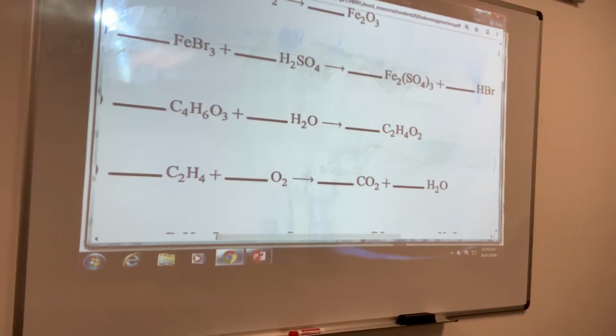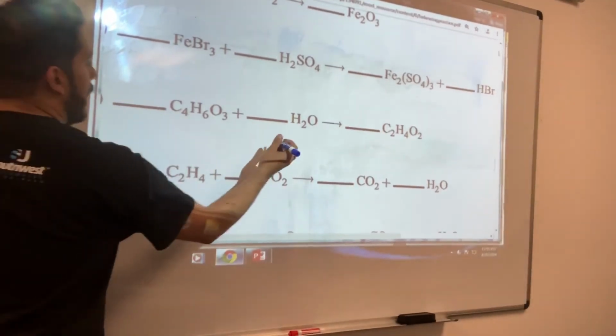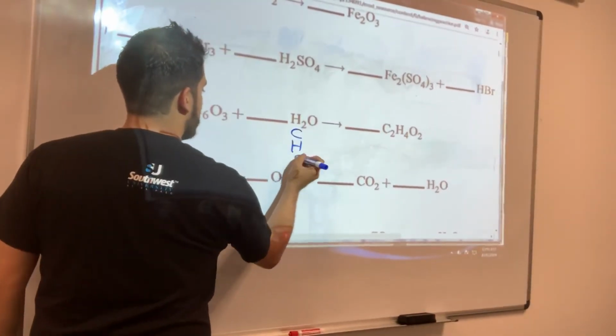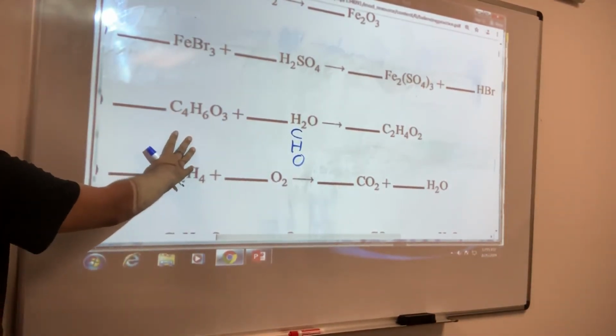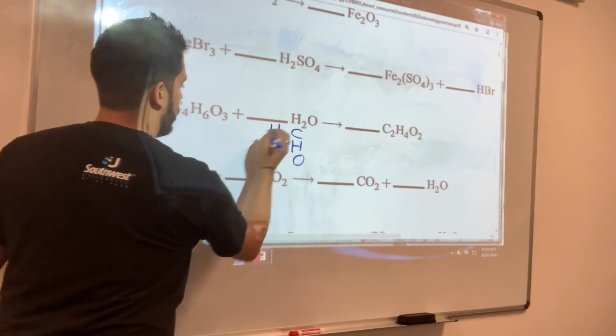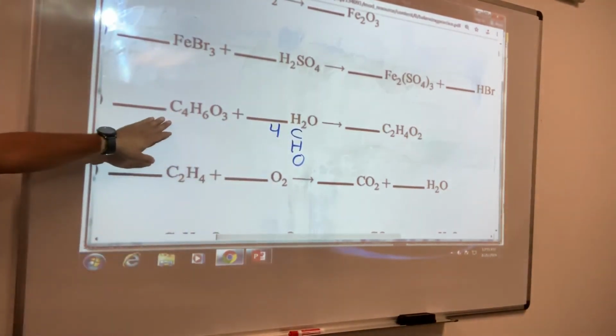Because there's a lot of elements in the same molecules, and it might be confusing, but let's follow the rules, right? Elements: carbon, hydrogen, oxygen. Let's count. Carbon's on the left side. 4. And we see there's 4 carbons.